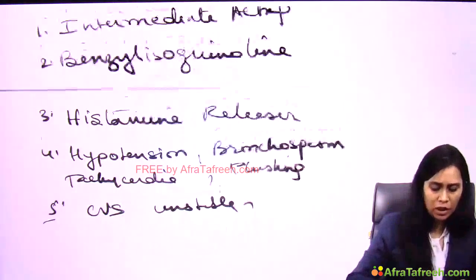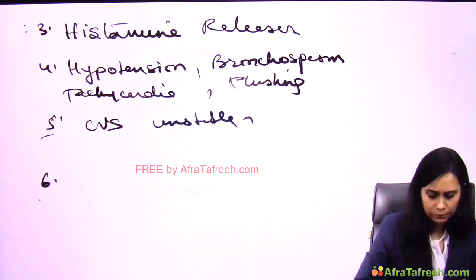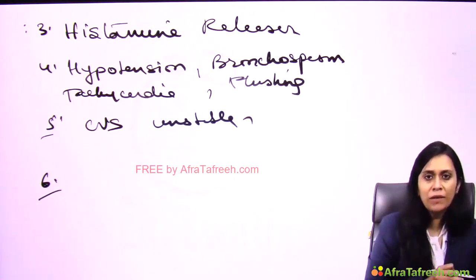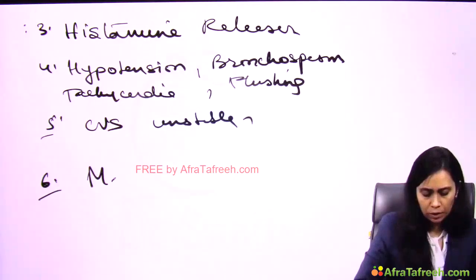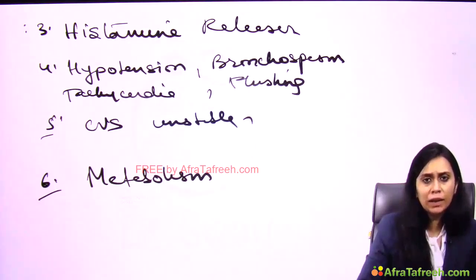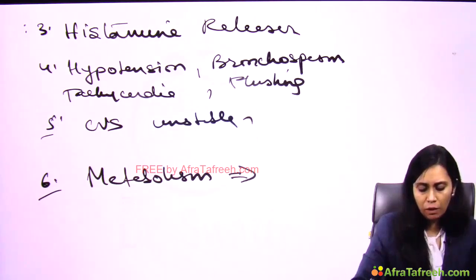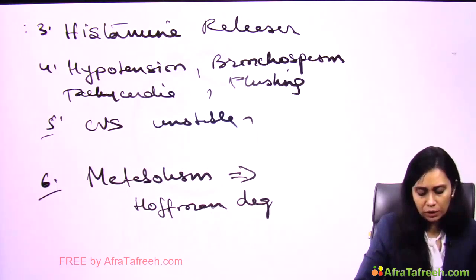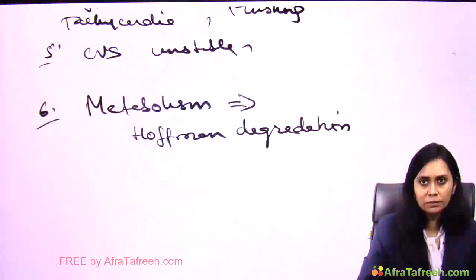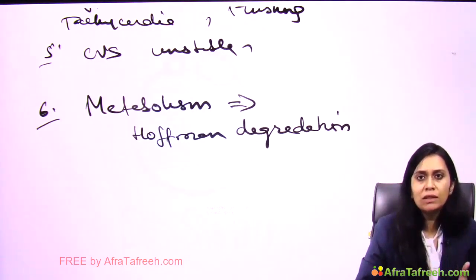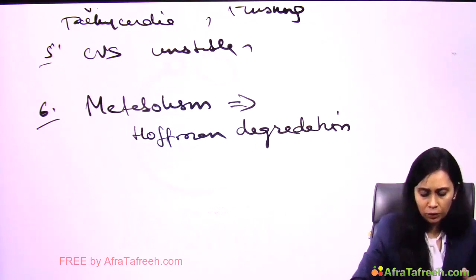Now the 6th point, the additional point. Guys, metabolism of atracurium is unique. Now I told you all aminosteroids are metabolized by liver and kidney. Atracurium has a unique metabolism in the name of Hofmann degradation. What is this Hofmann degradation? Hofmann degradation is non-enzymatic, time-bound self-destruction of the drug. Right? What is it?